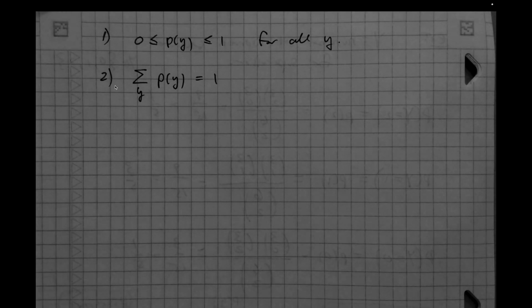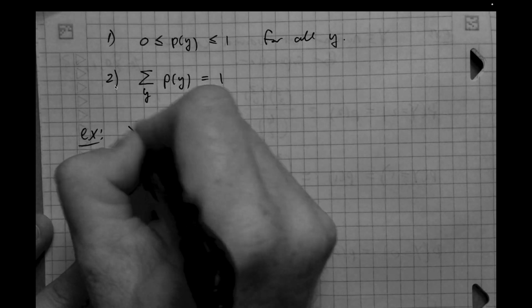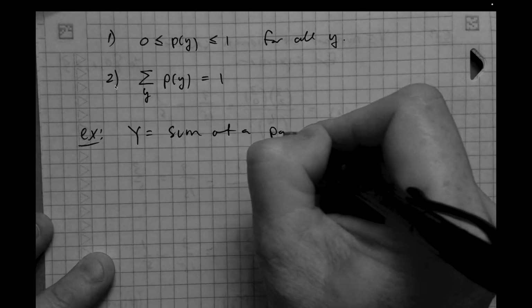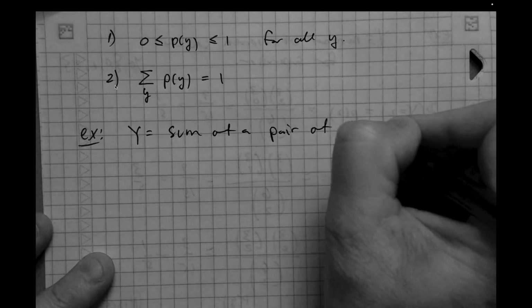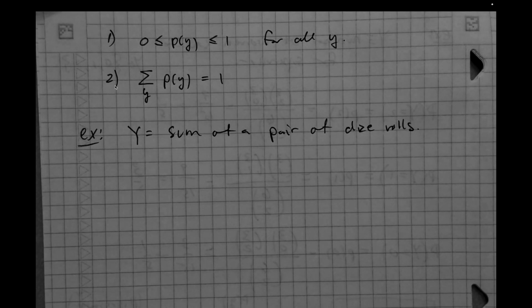All right, very good. Let's do the example of finding the probability distribution for our pair of dice rolls. Okay, so here we'll say that y is equal to the sum of a pair of dice rolls. Okay, and so we just laid this out a few pages back, so you can reference that.